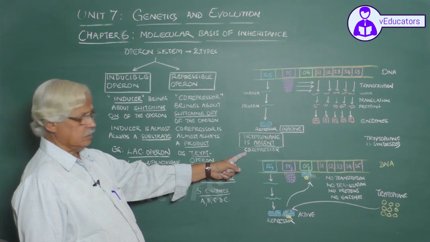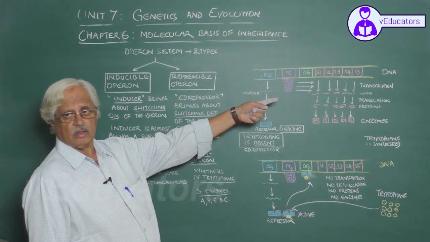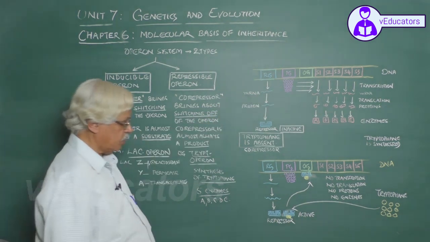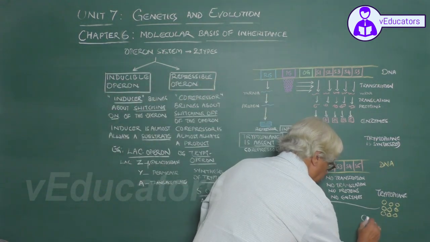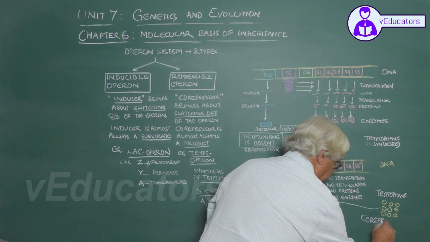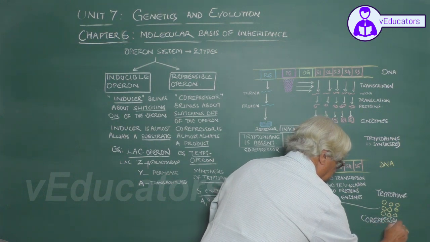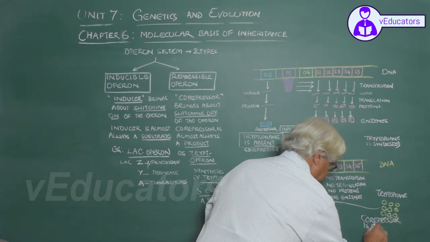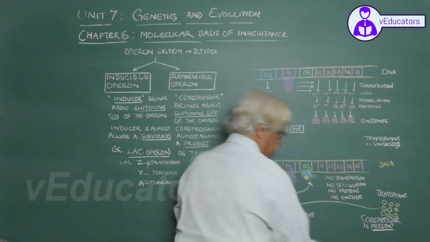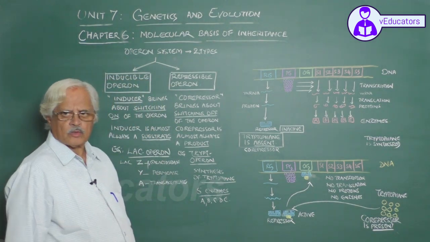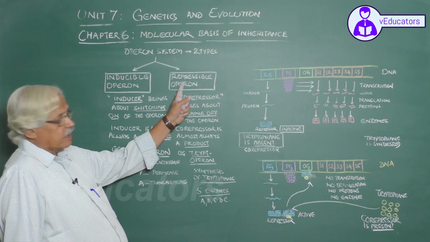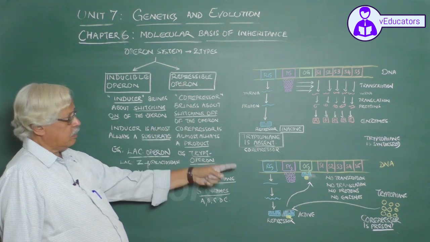Co-repressor is absent, again the structural genes are switched on. So this is when co-repressor is present. So this is the mechanism in repressible operon.